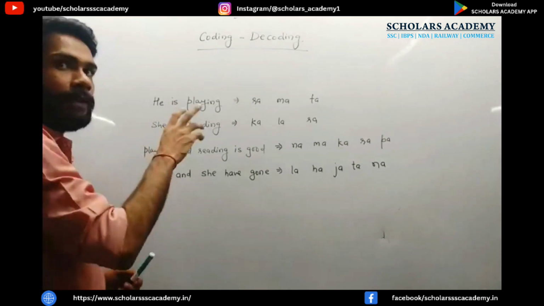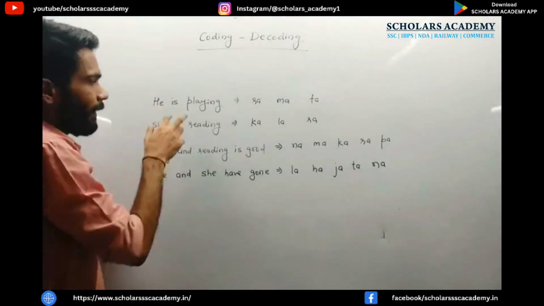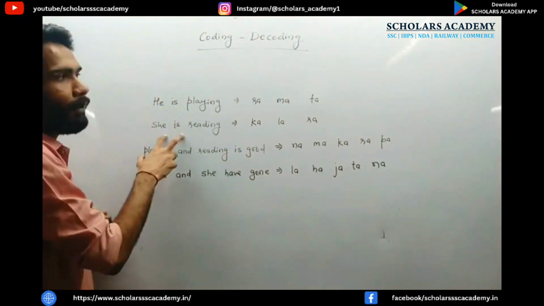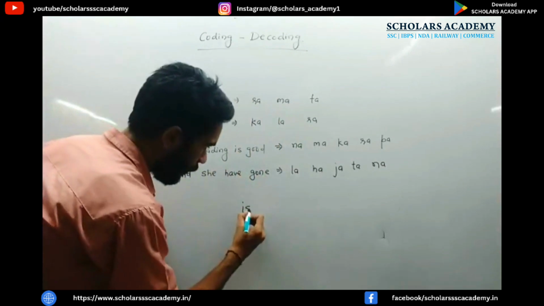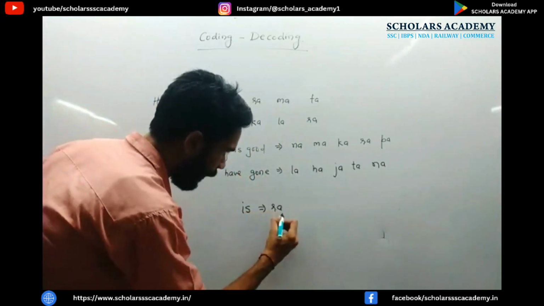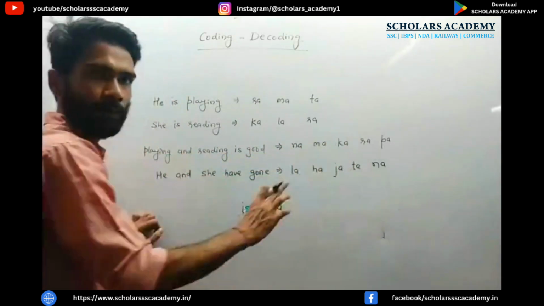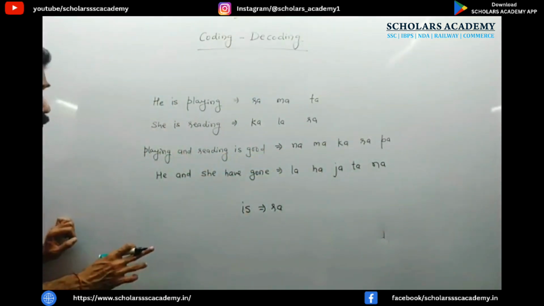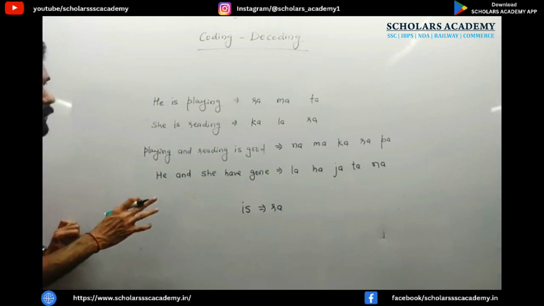So in this, the position is not the same. The codes are not at the exact position of that word. So what you have to do is, in the first and the second sentence, what is common? Is. So is coded as Ra. The code used for is Ra. You can also use the third sentence for that. There is also a Ra. Next, in the first and the last one, what is common? Only he is common. Clear?